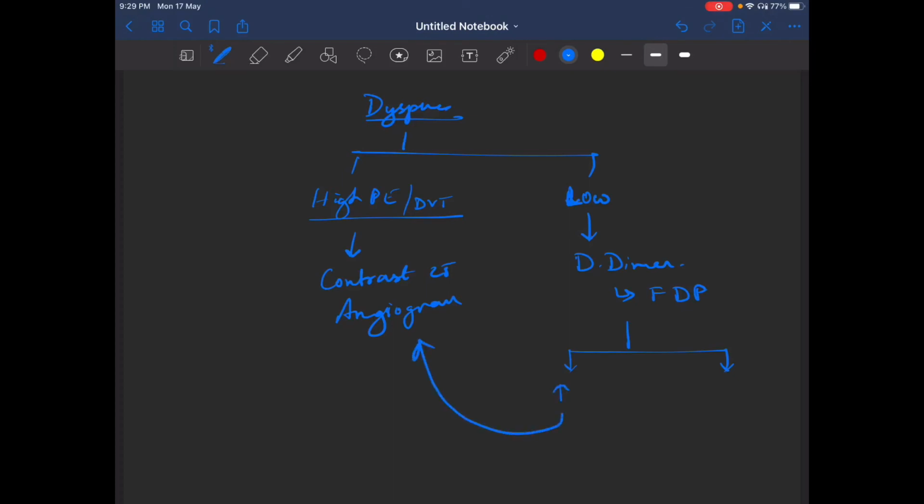If the D-dimer is low, keep him on anticoag. If you suspect, rule out alternatives. And look for further signs and symptoms, follow up. If there is a confirmed thrombus after contrast angiogram, what will you do? So this is the gold standard, contrast CT angiogram. What will you do?